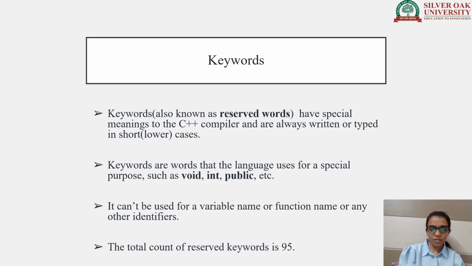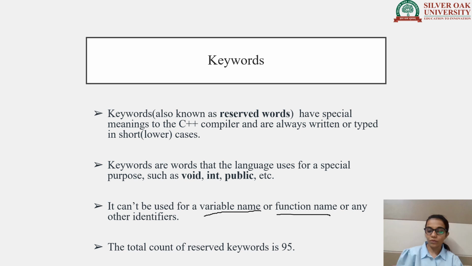Keywords. Keywords are also known as reserved words. They have some special meaning to the C++ compiler and are always written in lowercase. Keywords are the words that the language uses for a special purpose, such as void, int, public, etc. I can't take any keyword as my variable name or function name or any other identifier.